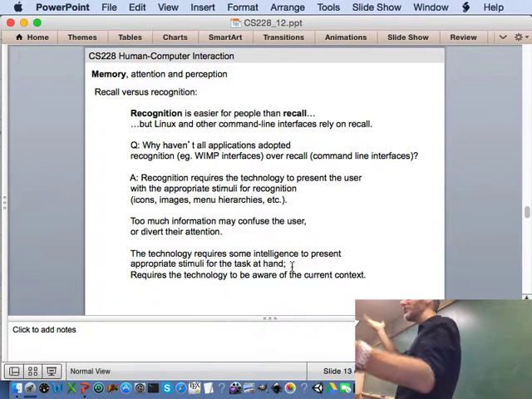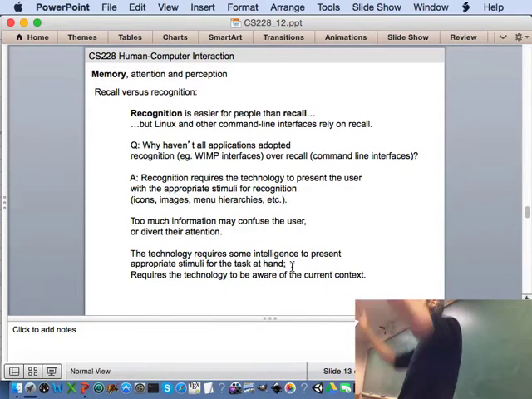So we can go the extreme route and just have an empty command line box, and we assume that we're going to rely on recall, that the user is willing to memorize all the commands, or try and figure out what to present on the screen to help the user recognize the commands that will get them to their goal. So we're always playing this balancing act between recall and recognition.